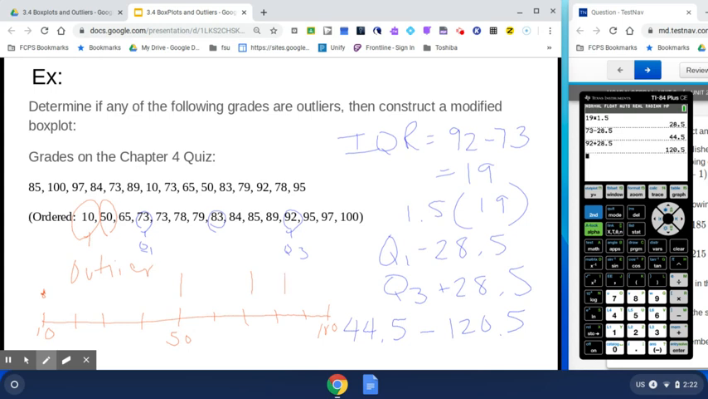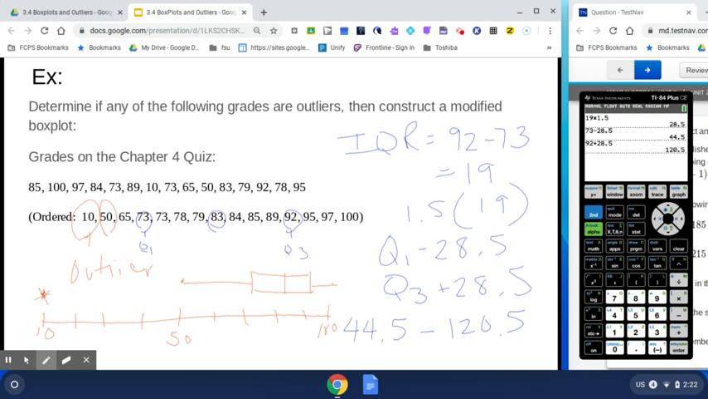My Q3 is 92. I connect those three to make my box. And I'm going to switch this, it should be just a point. And my max is 100. So if I connect the new min and the max, and then again leave the outlier as the separate point, that would be what a modified box plot looks like.